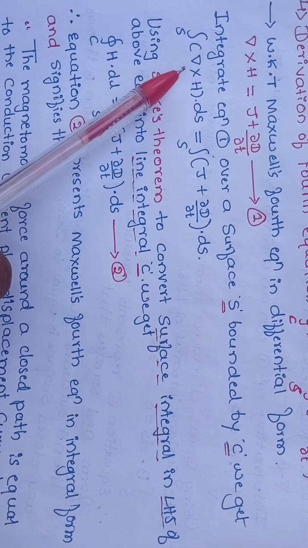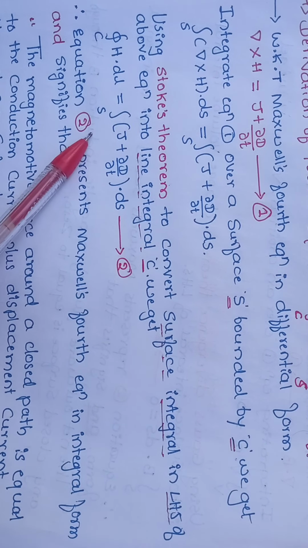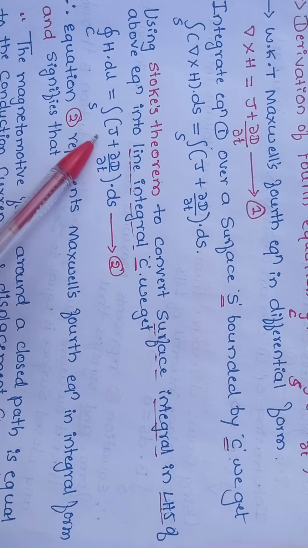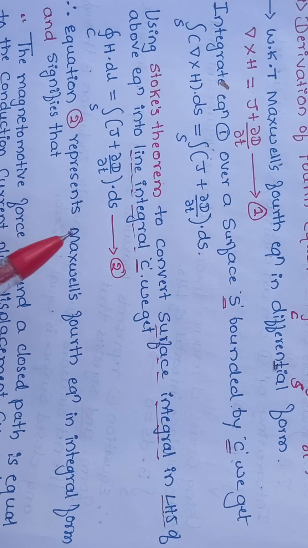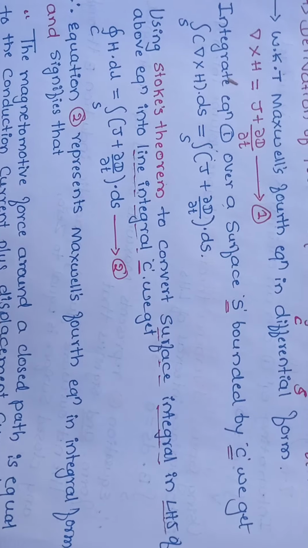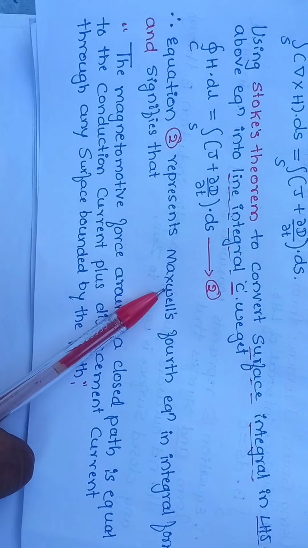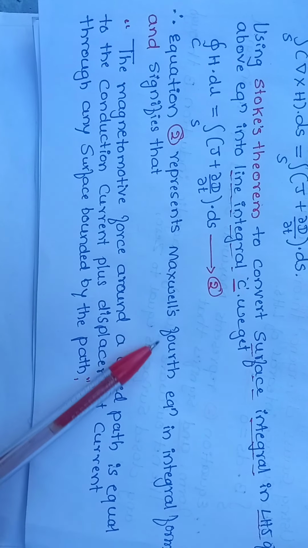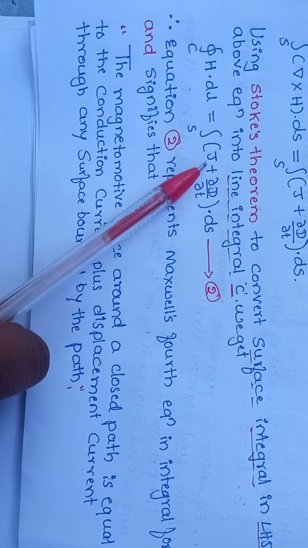Then we get the line integral of H into dl is equal to, as it is on the RHS, the surface integral of (J plus ∂D by ∂t) into dS. Call that equation number 2. Therefore equation 2 represents Maxwell's fourth equation in integral form. Now we have proved this one.